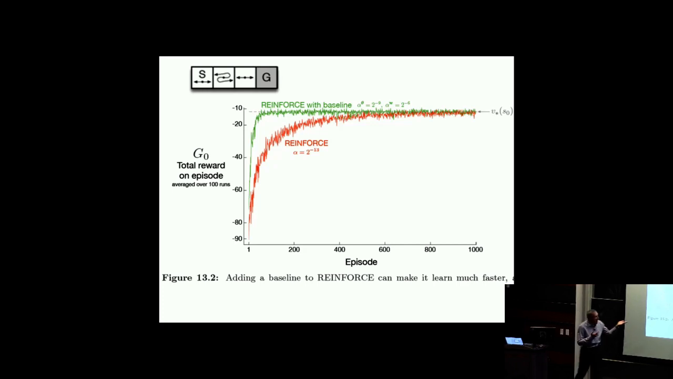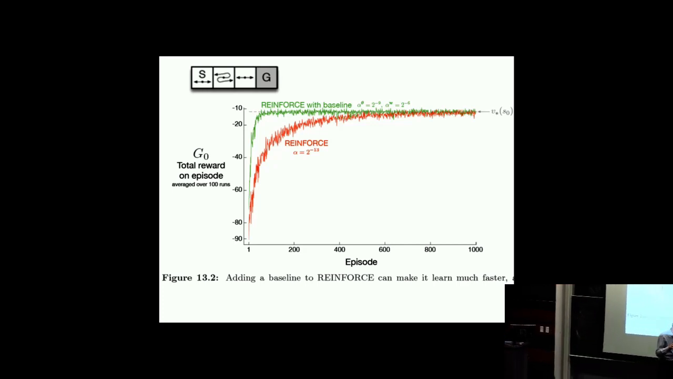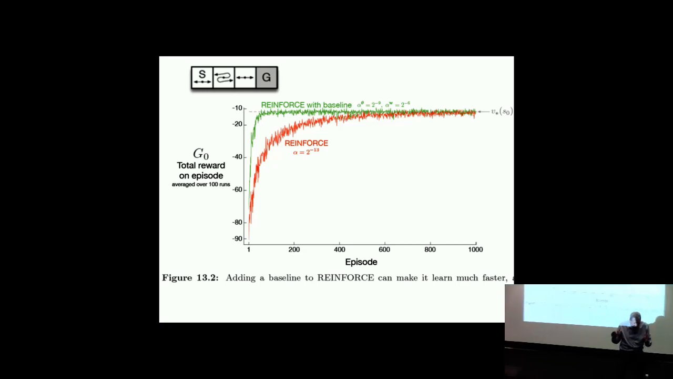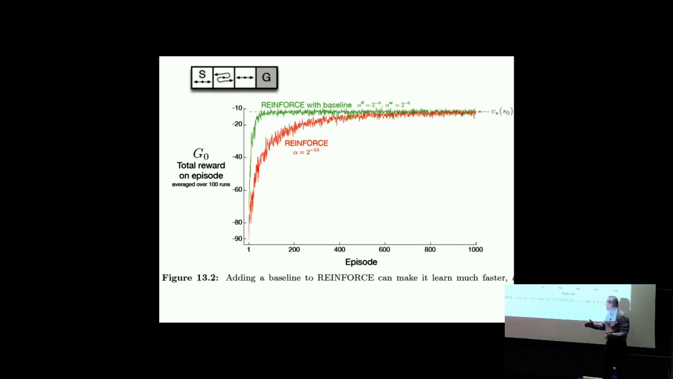And I would guess that if we looked at the sample of G values that are actually gathered by the algorithms, we'd see that the variance in that sample was indeed much larger than the variance in the G minus value function values that are used to train the green line model.